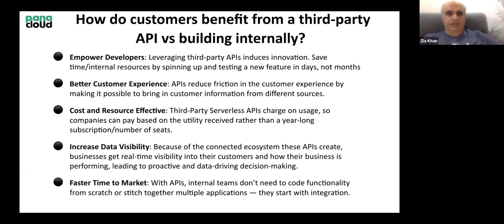That is the main benefit. Better customer experience. APIs reduce friction in the customer experience by making it possible to bring customer information from different sources. Cost and resource effectiveness. As I told you, give me $20 million, I'll develop an application for you. Increase data visibility, faster time to market. Time to market, that is the main argument.